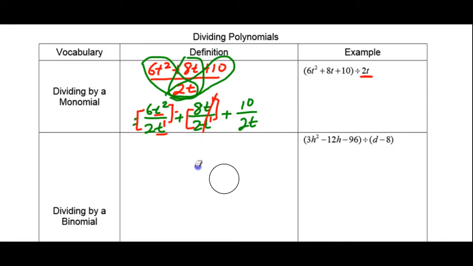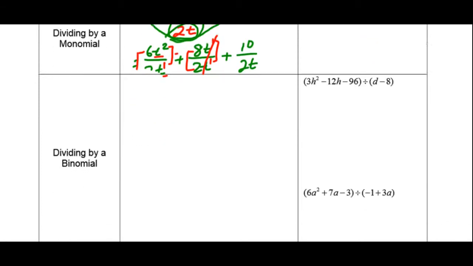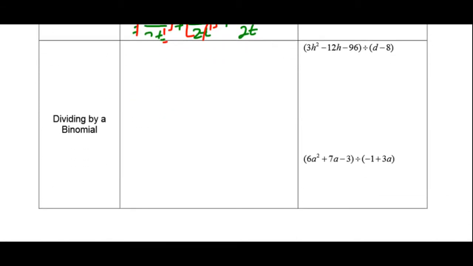The next part is dividing by a binomial, right? In this case, it's a little bit different, but I'm going to show you a way that makes it a lot easier. Let's rewrite it in fraction form, and this should be all h's. I don't know why this is a d. This should be an h. So anyways, 3h squared minus 12h minus 96, divided by h minus 8.